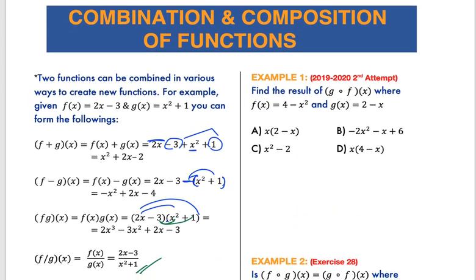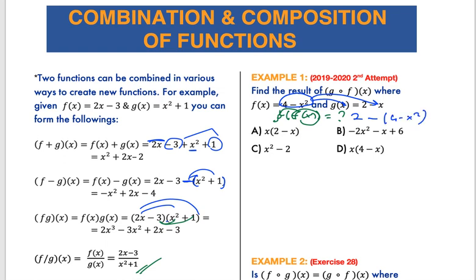For example, a 2020 ministry question. Find g composed with f of x. So what is g of f of x? Which means take f, put it into g. Take function f, this, and put it into function g. So every x in function g will become 4 minus x squared. So g of f of x is 2 minus x, which becomes 4 minus x squared.